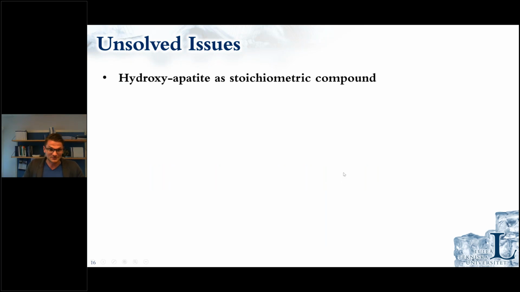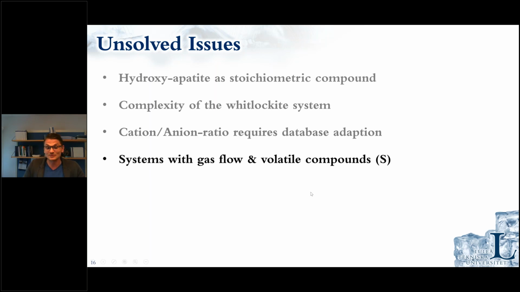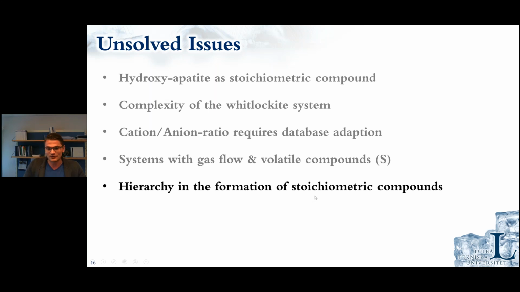However, we have a lot of unsolved issues as well. One of them is the hydroxyapatite formation, which is more or less not represented as a stoichiometric compound. The complexity of the Whitlockite system, which is in reality more complex than in our calculations. The problem with database adaptation and selection in terms of cation anion ratio, systems with continuous gas flow, and especially sulfur when it comes to STPS and GTOX, and also the hierarchy of formation. Because the hierarchy is very strong in our stoichiometric compounds formation.